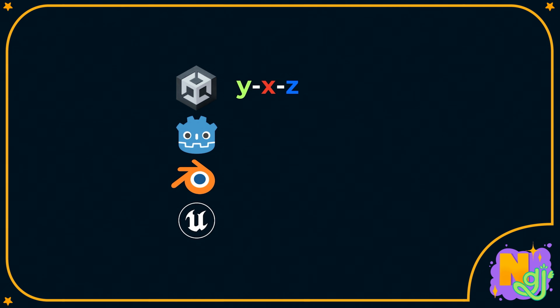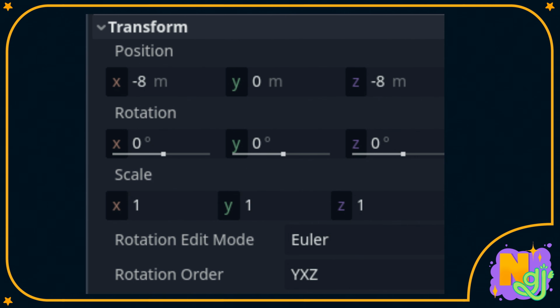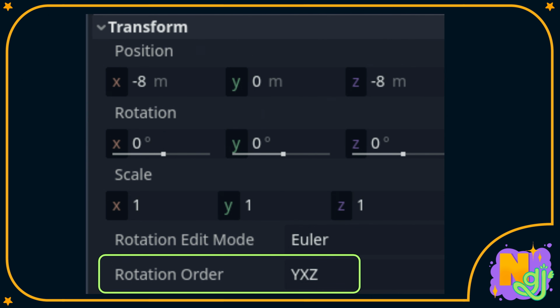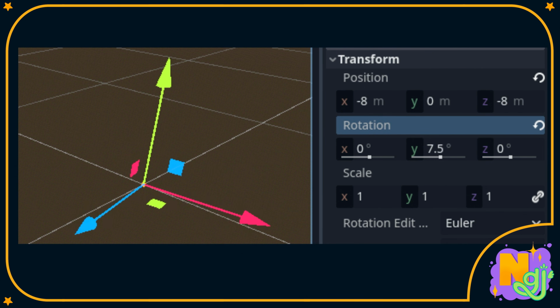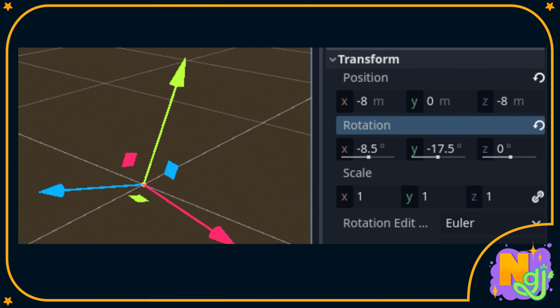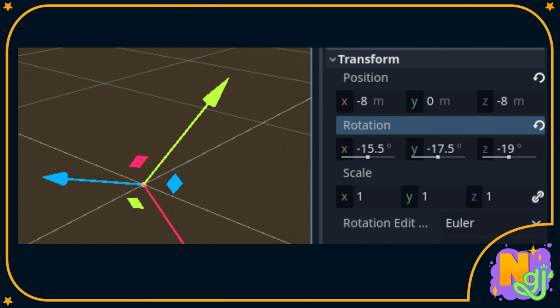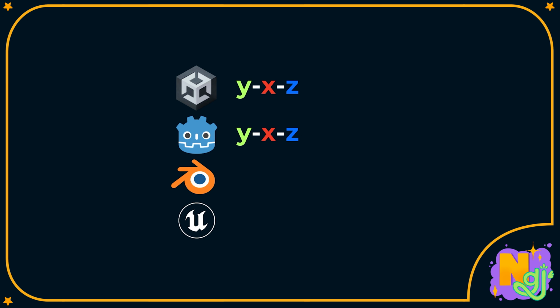OK, so what about Godot? We have the rotation there, and helpfully, Godot tells us the rotation order directly. Godot is like, hey, by the way, we're y, x, z in this household. It says y, x, z, and that is the same as Unity. This is good news, because they agree on something. We can test it out here. It's the local space y-axis, then x, the local space x-axis, and finally z, the local space z-axis. So that's exactly the same. Great, good news.